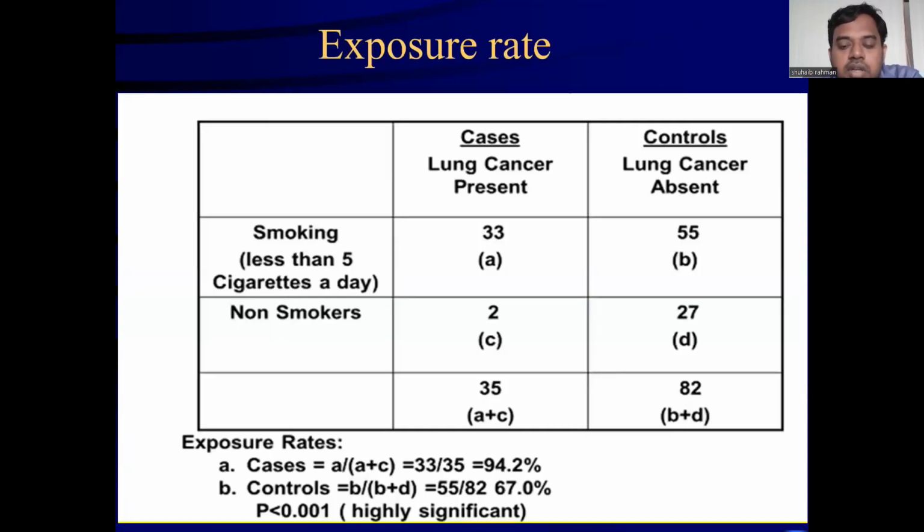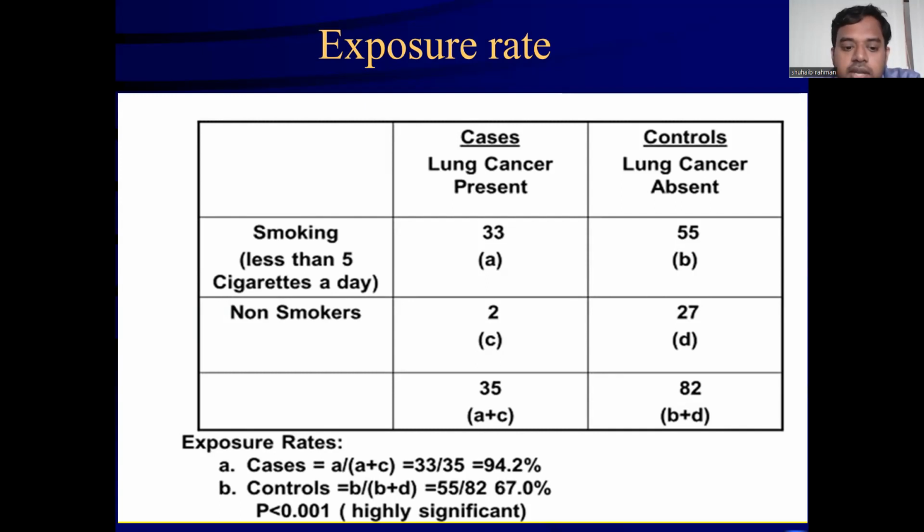So this is what is called a contingency table. When you see vertically the cases, there are 35 cases, and when you come to controls, there are 82 controls, or almost 1:2 proportion. We are getting 1:2 here as case and control. When taking the history, out of these 35 cases, 33 are exposed to smoking and 2 are not exposed, those who got the disease. And coming to controls, the smokers are 55 and 27 are non-smokers.